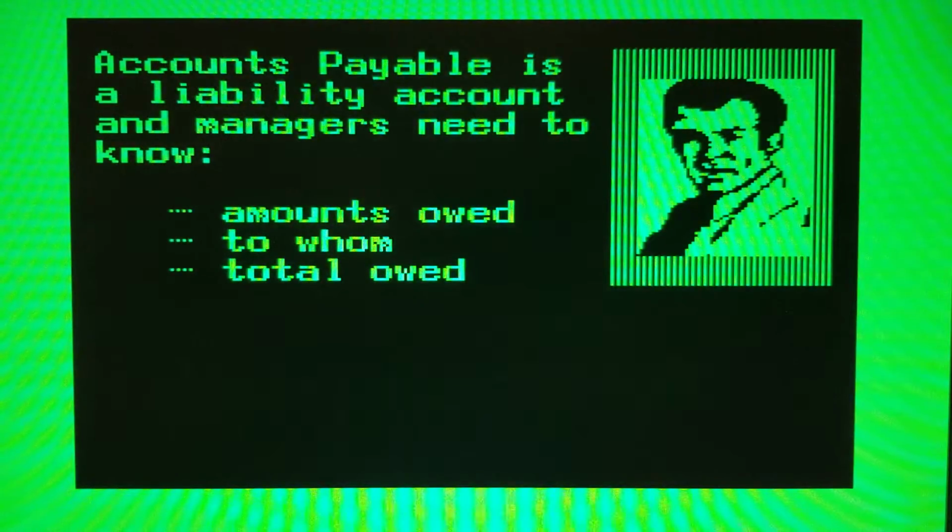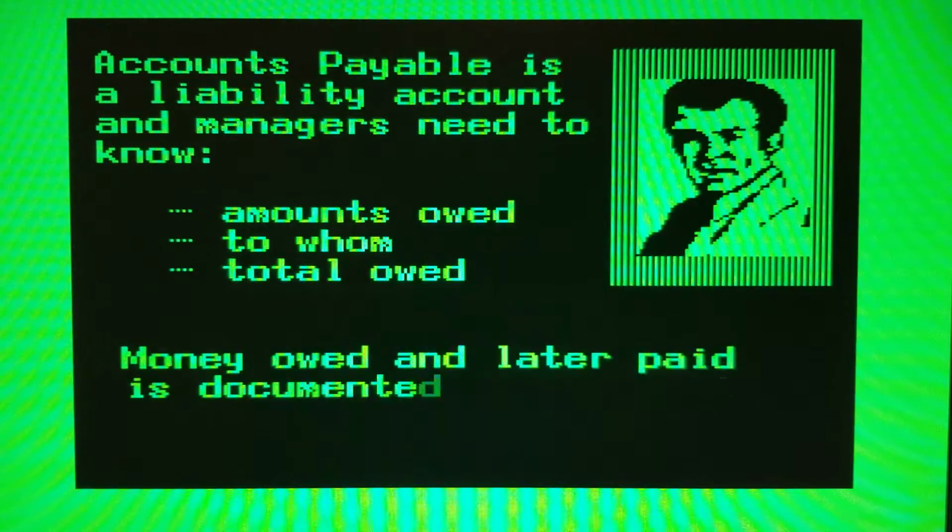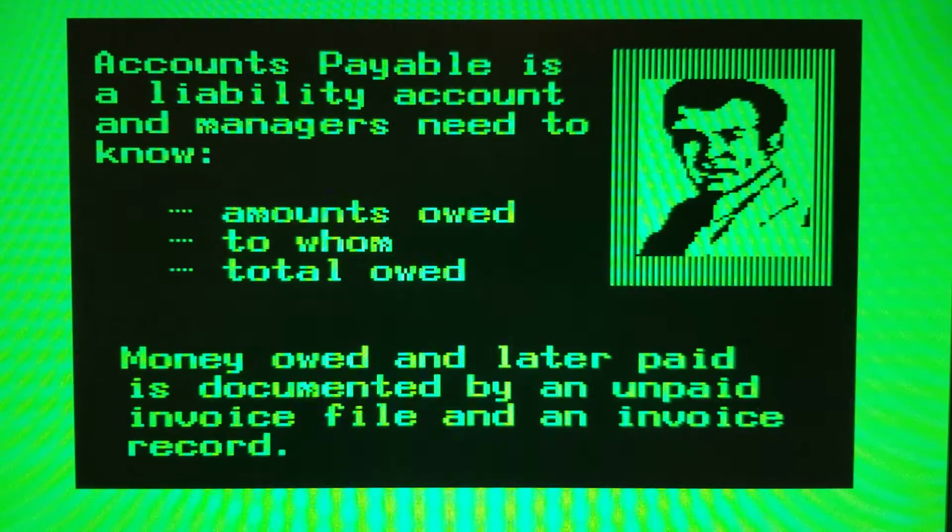Accounts payable is a liability account, of course, and the managers need to know what amounts are owed, to whom, and their total. Money owed and later paid to suppliers is documented by an unpaid invoice file and an invoice record, which may be chronological or classified into individual accounts for major suppliers and a sub-account for miscellaneous suppliers, all in the ledger.